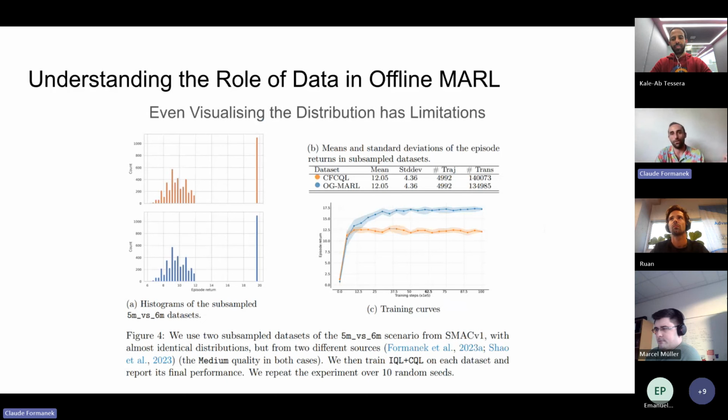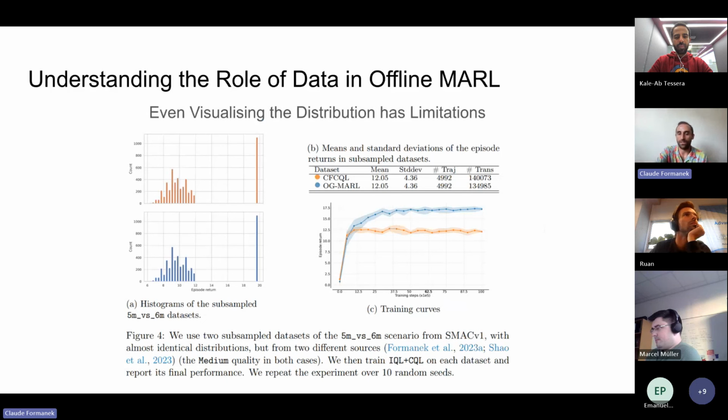we took another one which other authors had generated in their paper that proposed this CFCQL, the counterfactual conservative Q-learning. We then subsampled our OGMARL one because it was bigger to begin with, in such a way that it ended up with this distribution that looked very similar to the CFCQL one, and had the same number of trajectories and about the same number of transitions, and then trained the algorithm on each data set again.